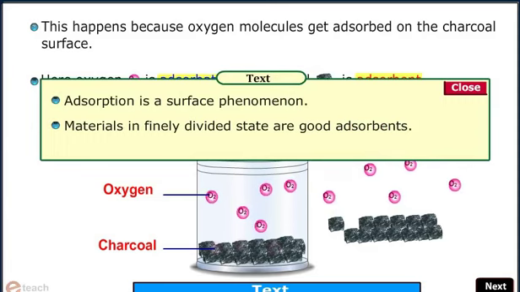Note that adsorption is a surface phenomenon. And also, materials in a finely divided state are good adsorbents.